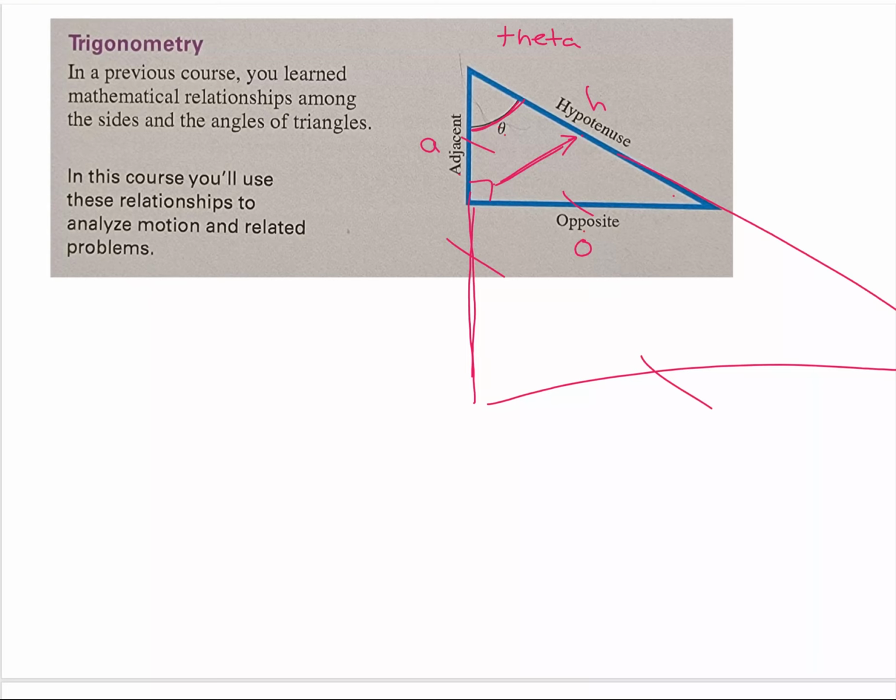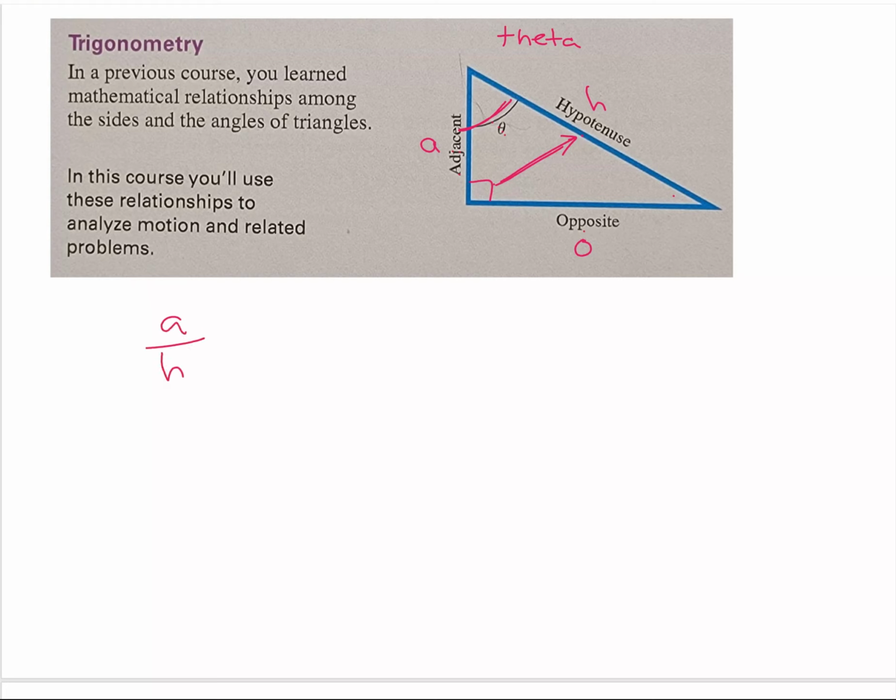So let me erase this. What they did was they started a sort of catalog of side ratios, compared to the reference angle that they were talking about. This is like a review from Algebra 2 or geometry. So what they did was they said, okay, let's talk about the ratio of the adjacent side to this reference angle and the hypotenuse. The adjacent side to the hypotenuse. We can make that ratio.